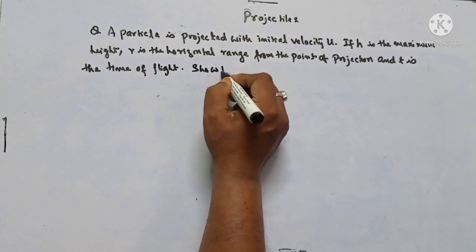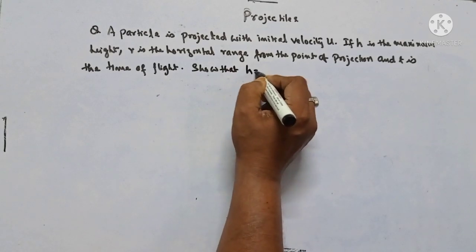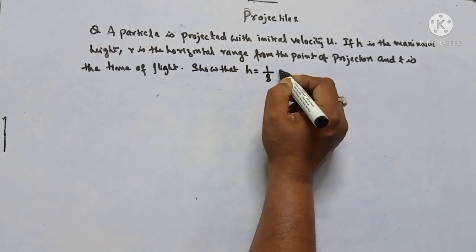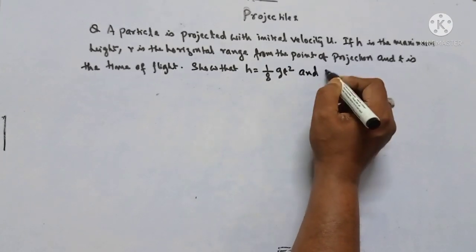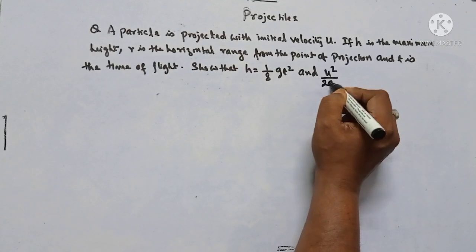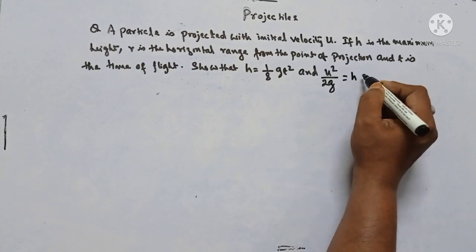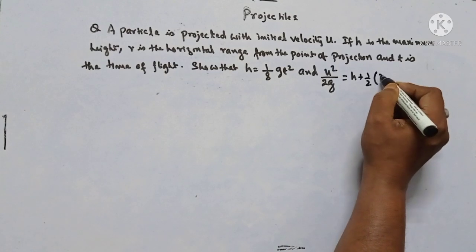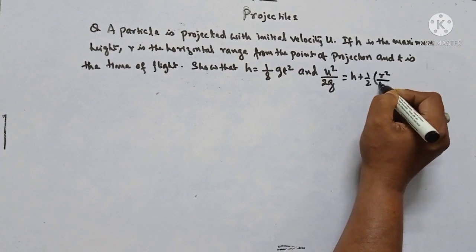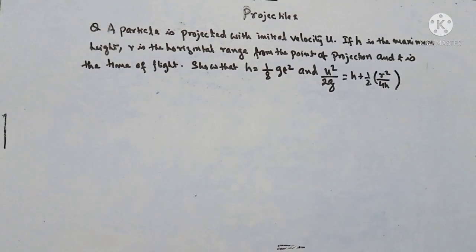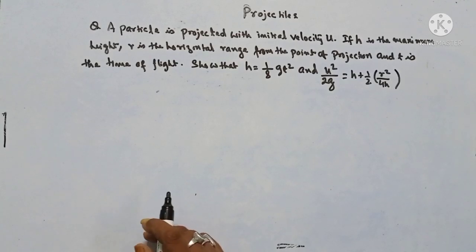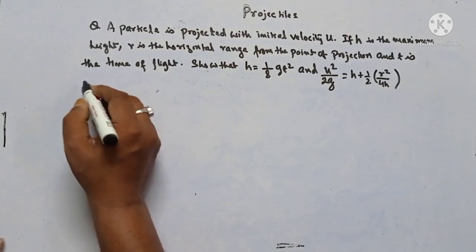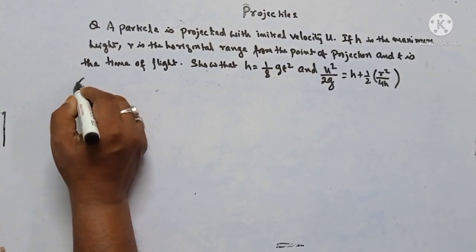so that h is equal to 1 by 8 gT square and u square by 2g is equal to h plus half R square by 4g. Now to solve this question, first of all, let me draw the diagram. The diagram will be something like this.